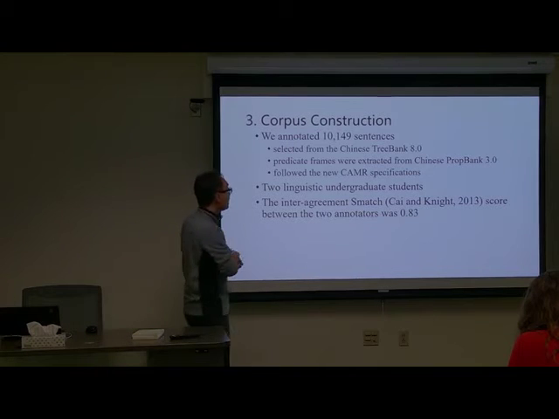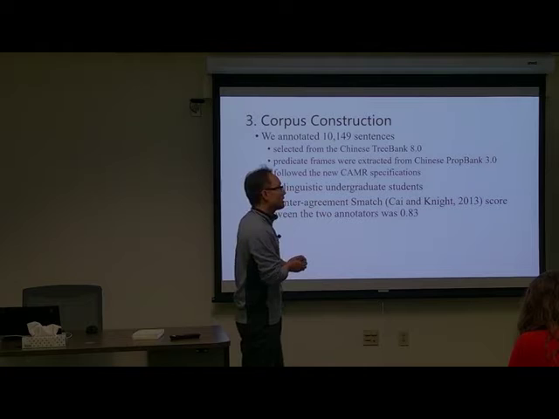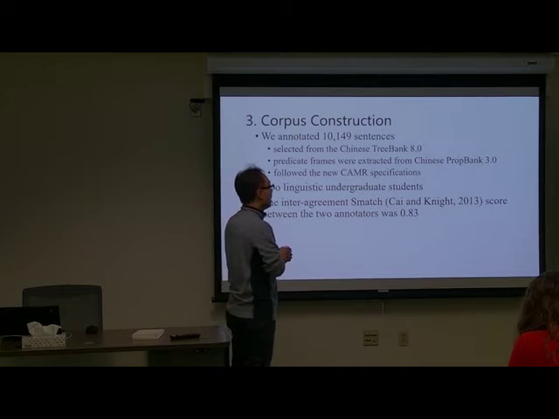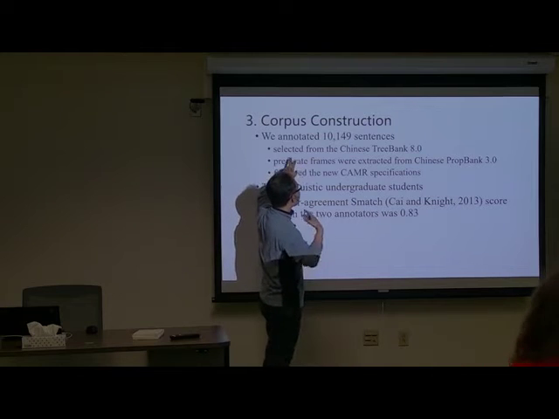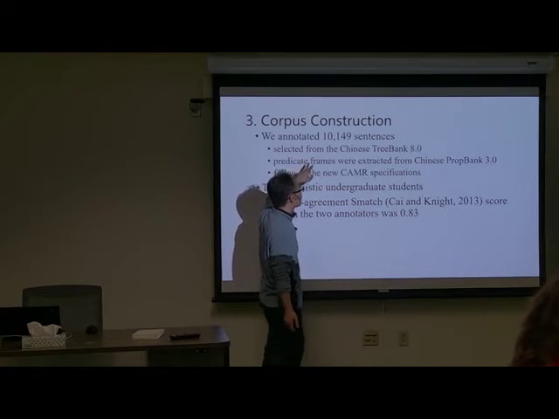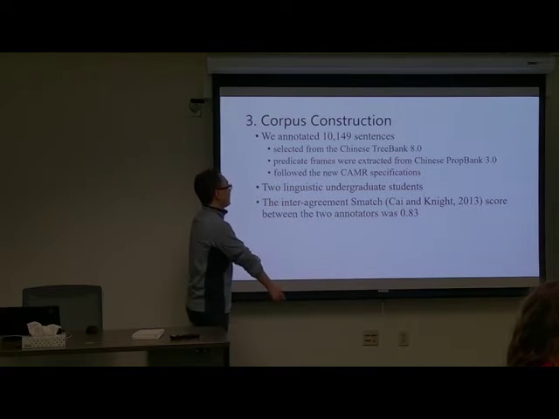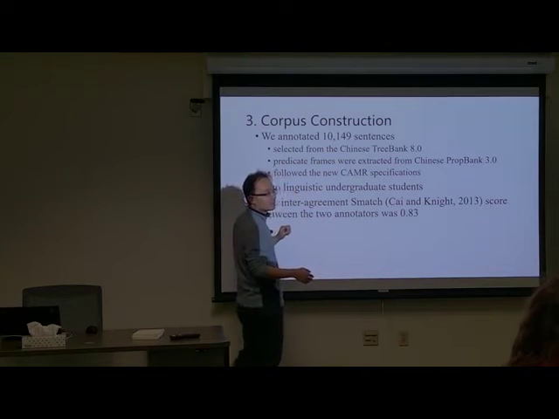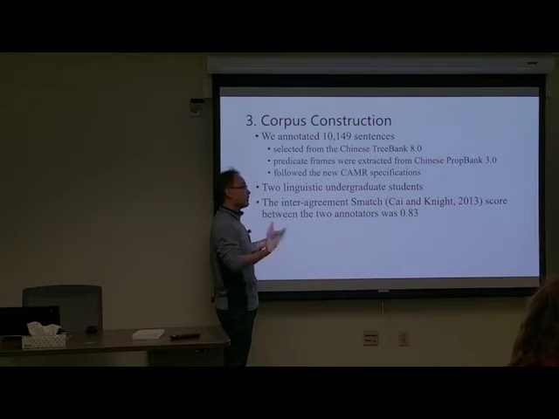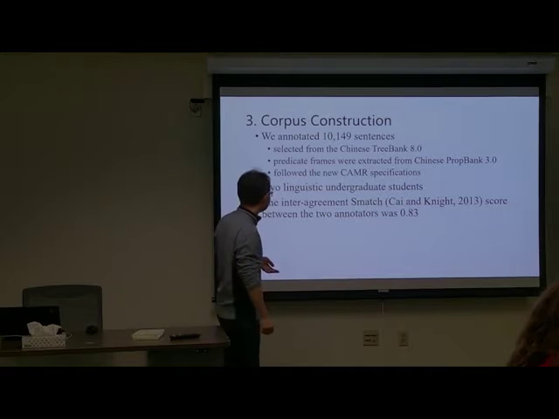So after we annotated the Little Prince, which is only about 1,500 sentences, we wanted to treat it seriously. So we took 1,000 of the 10,000 sentences from the Chinese treebank, the S version, and we used predicate frames from the Proposition Bank. In this way, we built the corpus and we shared it to LDC.